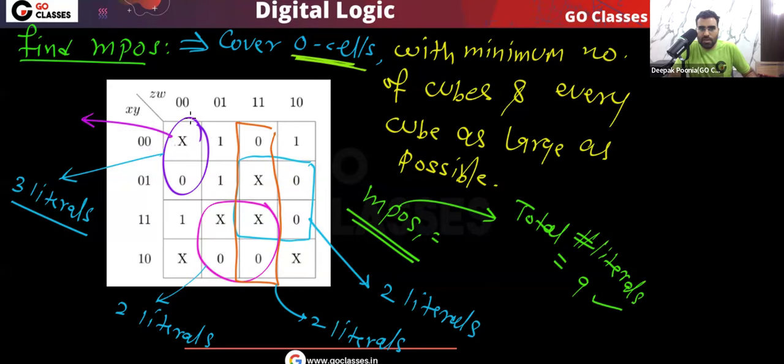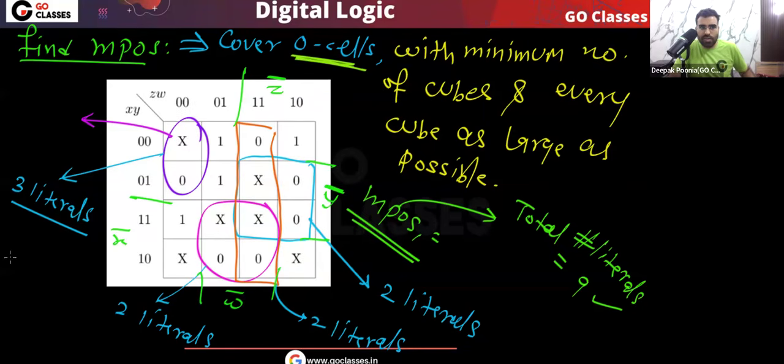Let me write, for example, for this cube, what will be the sum term? I need to write the sum term because I'm finding the minimal POS expression. First, let me label the areas in this K map from the POS point of view. You can see this is the area Z bar, this is the area Z bar, this is the area W bar, this is the area X bar, and this is the area Y bar. Is this clear? I'm labeling the areas from the minimal POS point of view.